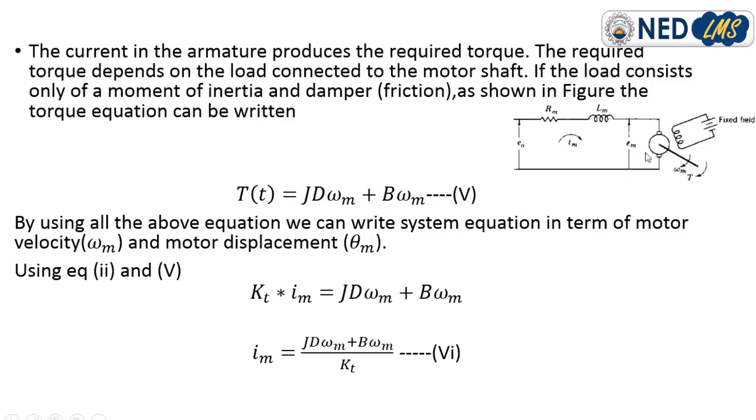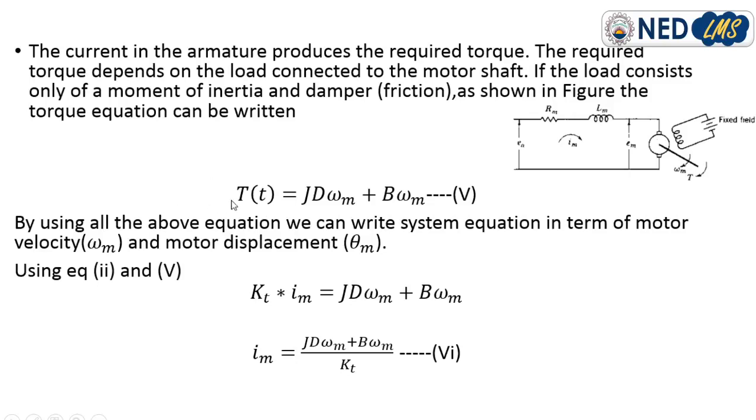So we model this system. The current in the armature produces the required torque. The required torque depends on the load connected to the motor shaft. If the load consists only of moment of inertia and damper, as shown in the figure, the equation will become this.